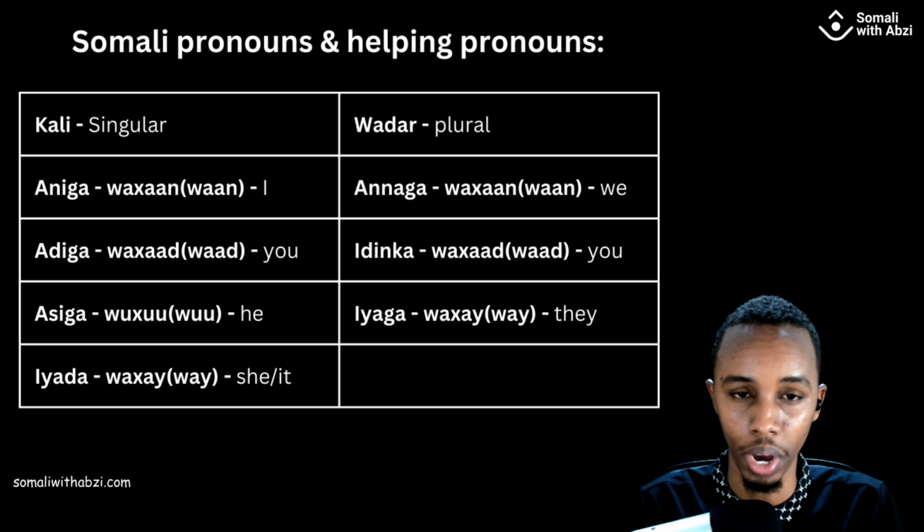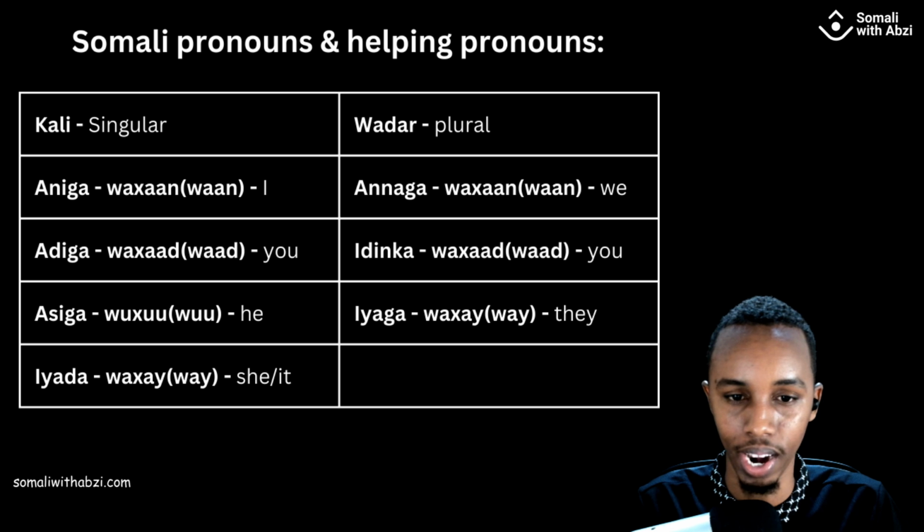All right, so aniga is I in Somali. We also use as an object, so we also mean me. And then waxaan and waan. Waxaan we use when we're going to make a complete sentence. For example, you're going to say, maybe I am helping mom. So you're going to say, waxaan caawinayaa hooyo.